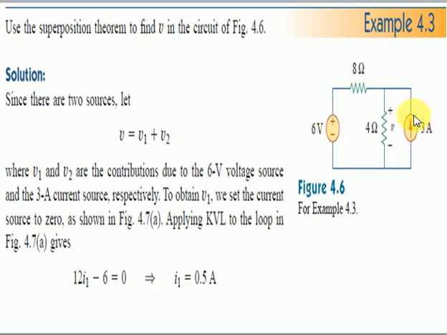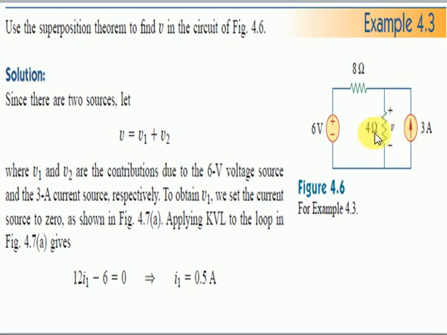and putting this other source equal to 0. After that, getting the value of this V1, now we will put this independent source equal to 0, and by using this we will get the value V2 here. And after that, what is the superposition theorem? Superposition theorem is this: V is equal to V1 plus V2.